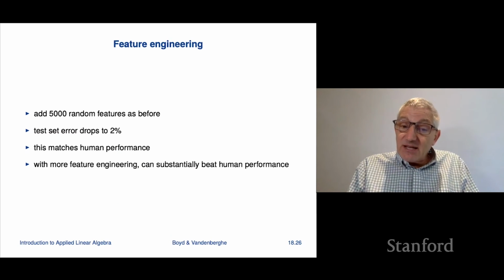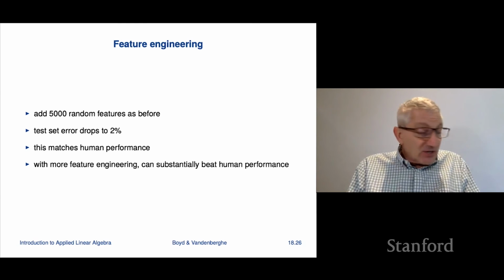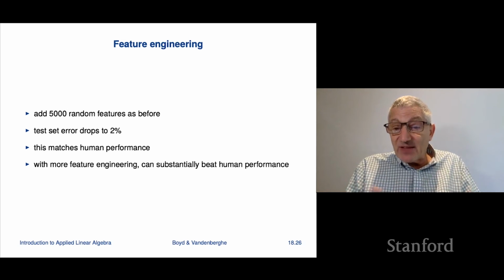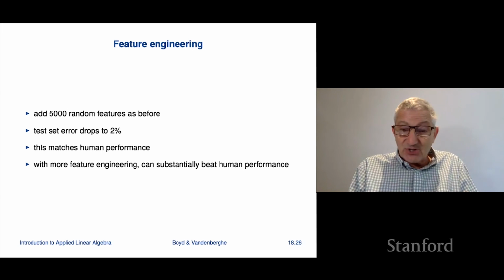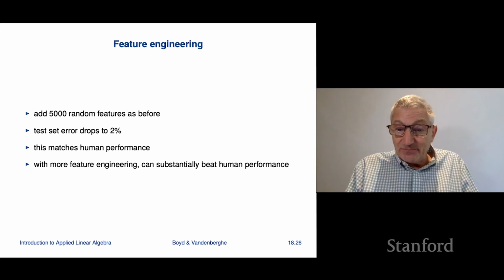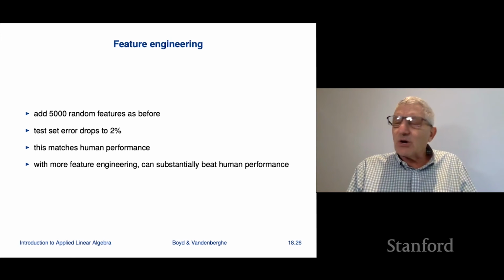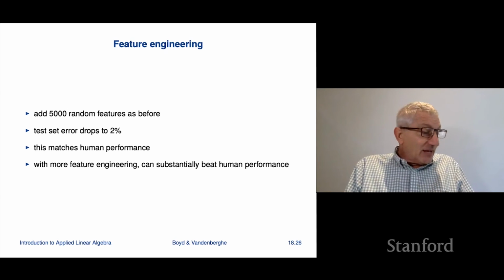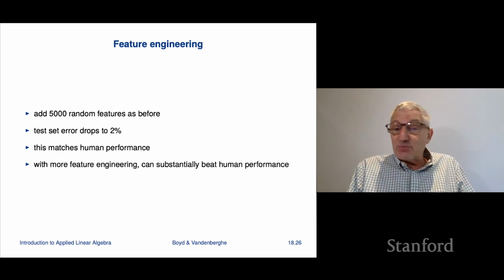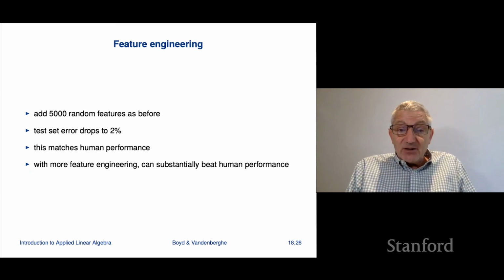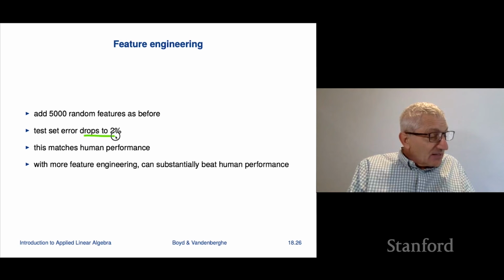Okay, we're going to take that same problem and do a little bit of feature engineering. We're going to do profoundly stupid feature engineering, which is we're going to generate 5,000 random features. You take random linear combinations, then you take the sign or something. No, sorry, positive part. You could do way, way better if you did handcrafted features, but this is just to show you what happens if you just do some feature engineering. The test set error, in this case, drops to 2%.